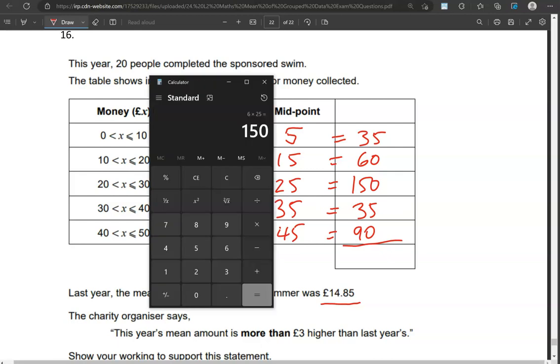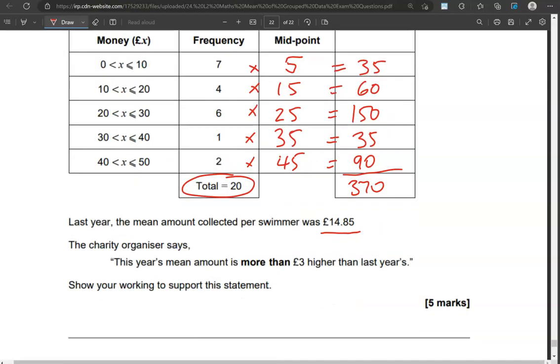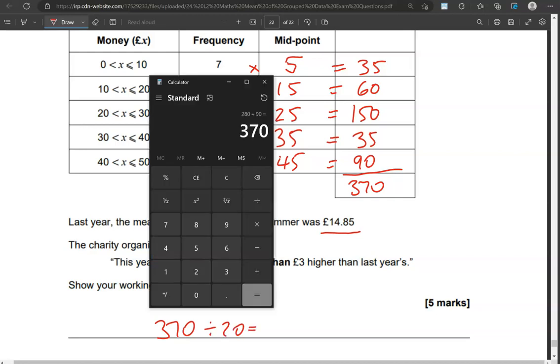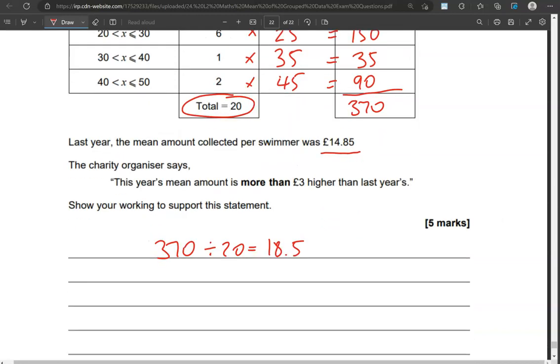Adding all of these together, we get 35 add 60 add 150 add 35 add 90, which is 370, and we're going to divide that by 20. So 370 divided by 20 gives us 18.5, or £18.50 as we're talking about money.